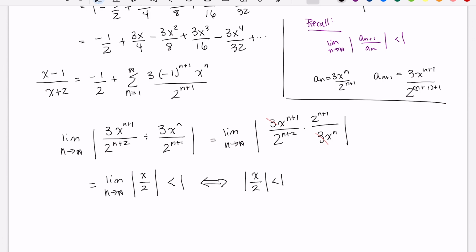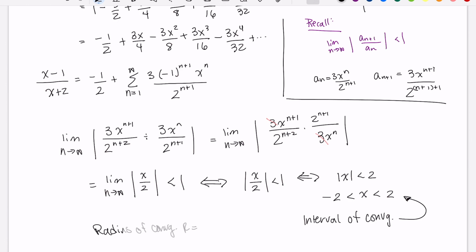This tells me that my interval of convergence, actually, this is true if and only if, and this will give me my interval of convergence. The absolute value of x is less than 2, and this can be rewritten as negative 2 less than x is less than 2. So that's my interval of convergence. And my radius of convergence, r is equal to 2.